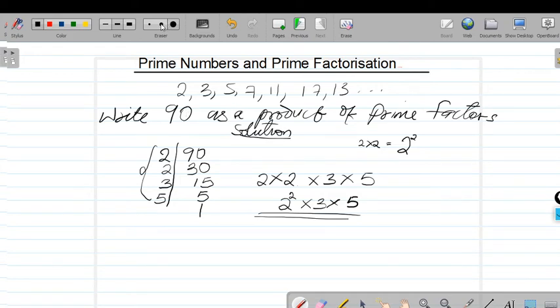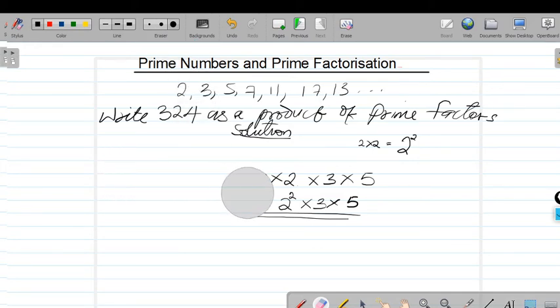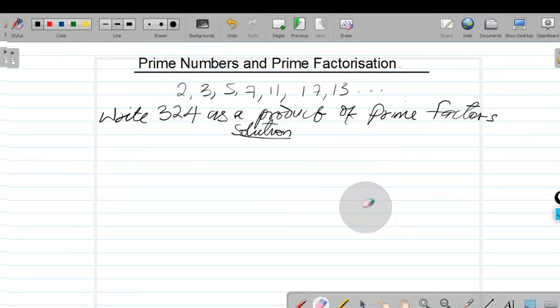Okay, so let me give one more example. We are asked to write 324 as a product of prime factors.